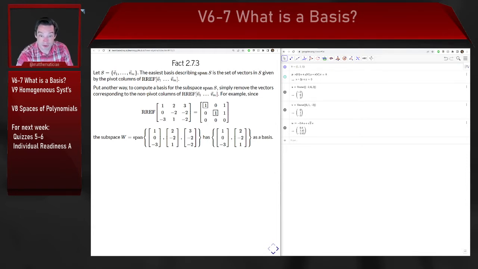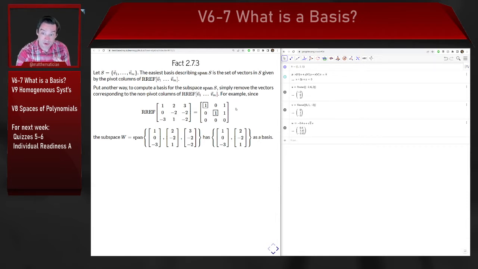So in this example, say we've got these three vectors, (1, 0, -3), (2, -2, 1), (3, -2, -2). And those vectors, when you find the reduced row echelon form of the matrix that has them as the columns, has only two pivots. And so it's not a linearly independent set, and also it doesn't span the entirety of three-dimensional space.